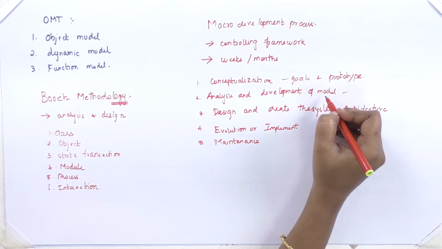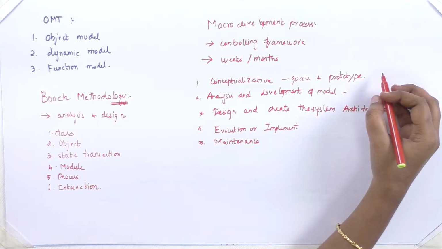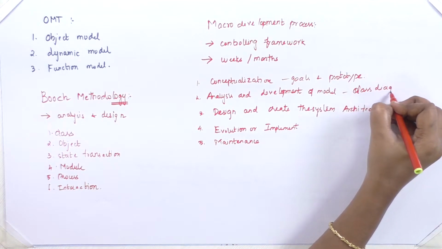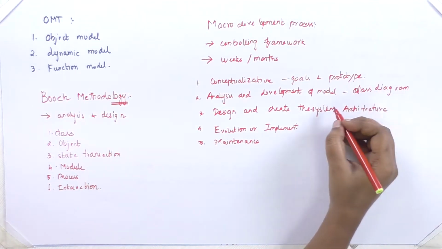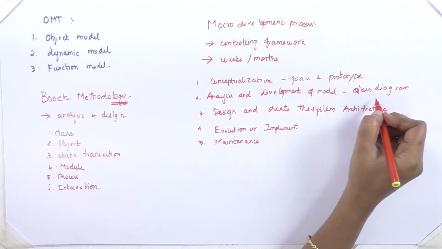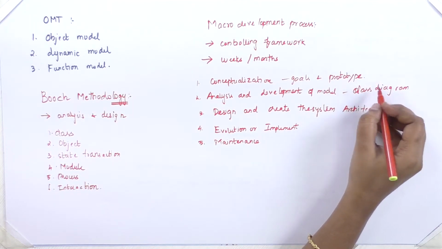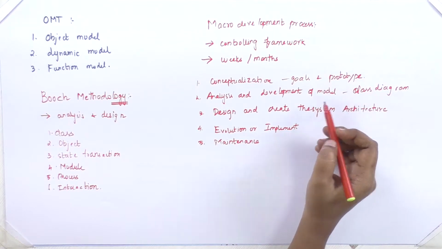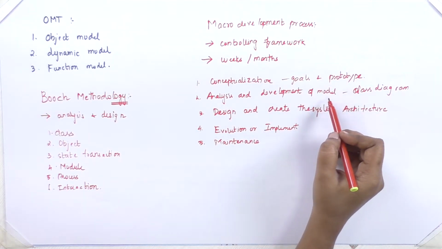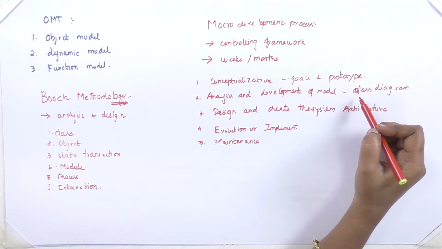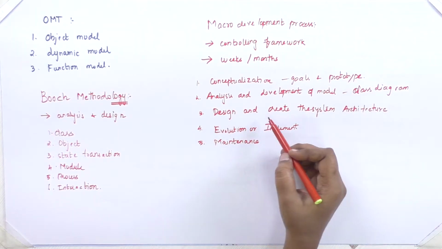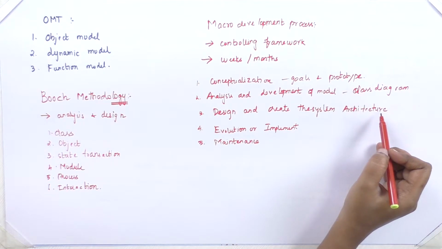In the analysis and development of model phase, you will use the class diagrams so that you can know about the objects, the attributes and the functions you have in these classes. What are all the classes that will be there in the software we are going to develop. So the analysis and development of model phase gives the classes we have in our software. And the next phase is design and create the system architecture.